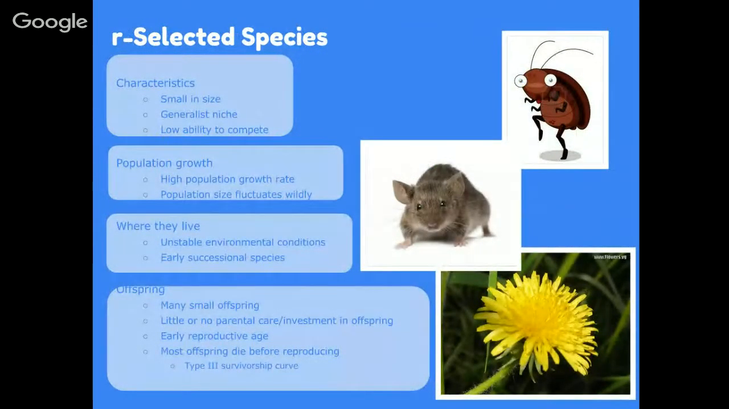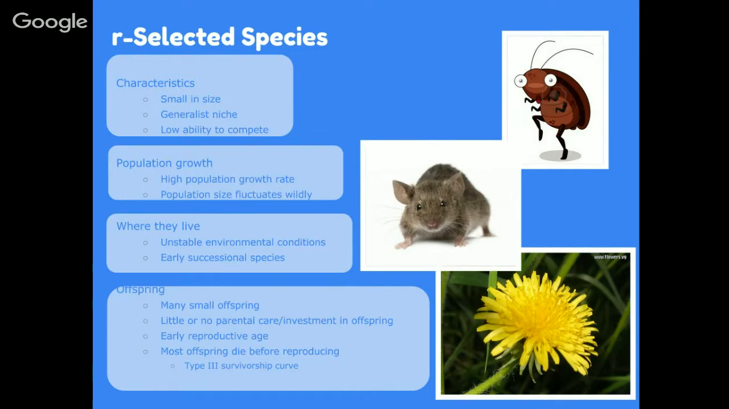We have what we call R-selected species. Now, the characteristics of our R-selected species are that they're small in size. They're more of our generalists. They can adapt pretty well to change because they can maybe fill a number of niches. They have a low ability to compete. Their population growth is going to be a high population growth rate, but it'll fluctuate. They can live in unstable environmental conditions, and they're generally early successional. So they'll be some of the first organisms to occupy a space after a disturbance.